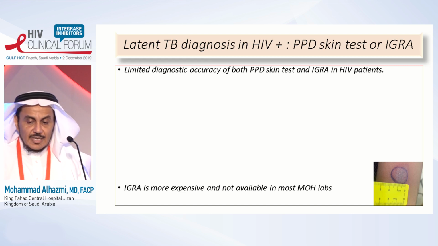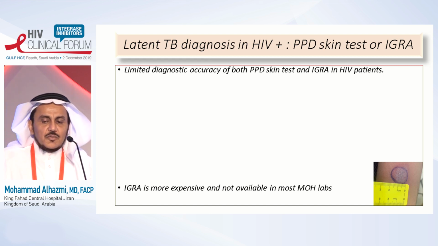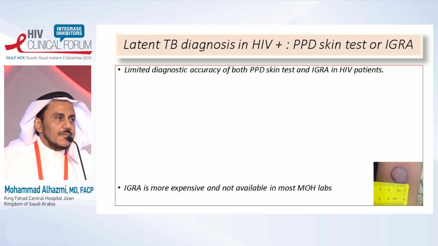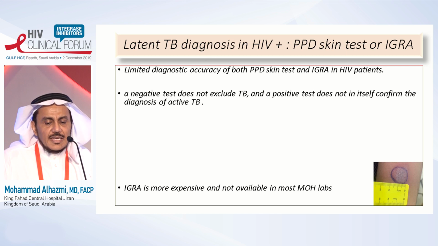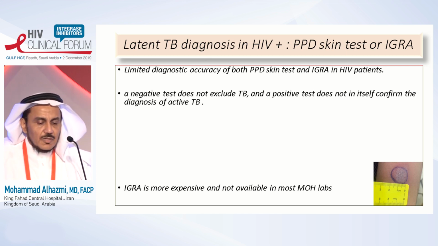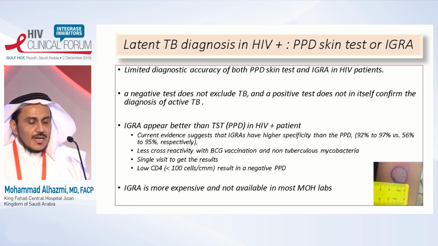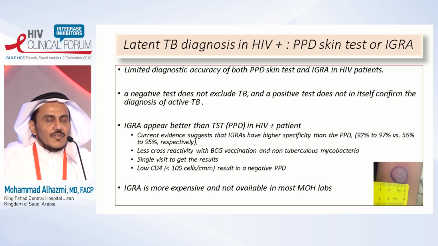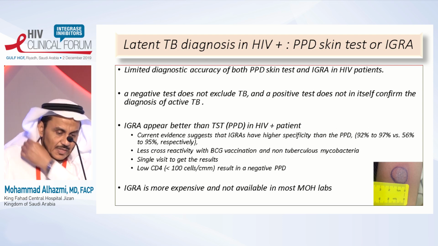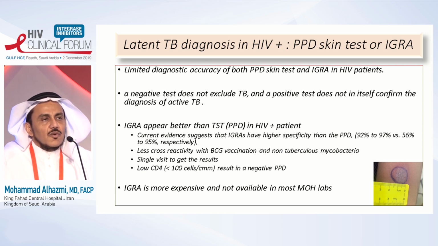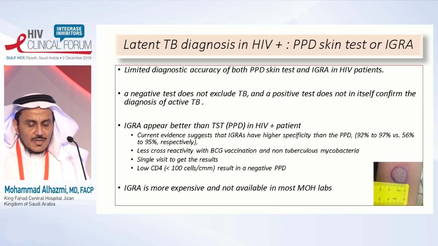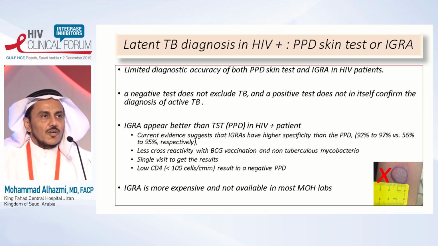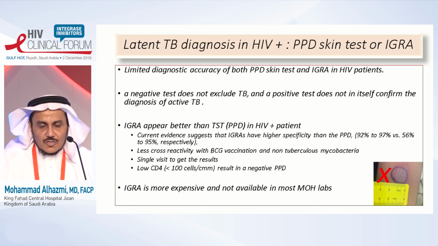What about the other modalities that we have? I mean the common modalities, the PPD skin test and the IGRA. Comparatively, the two do badly in a patient with HIV, because a negative test would not exclude latent tuberculosis because of the immunosuppression. And if you look at CD4 less than 100, almost universally everybody will be PPD negative. The current evidence suggests that the IGRA or QuantiFERON test is relatively better, but it's not conclusive. And don't dream of having a reaction like this patient. This is only for an immunologically normal person. That's not for HIV patients.